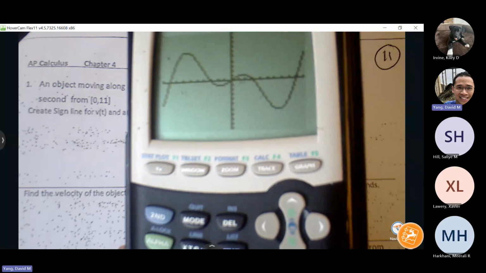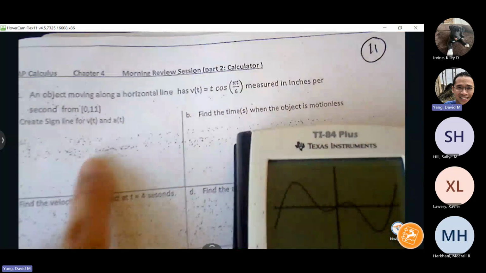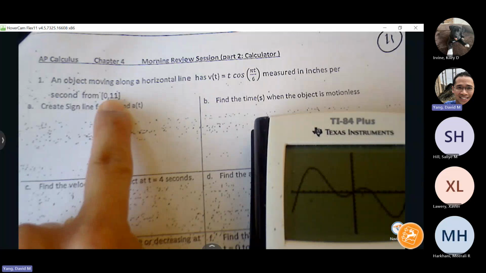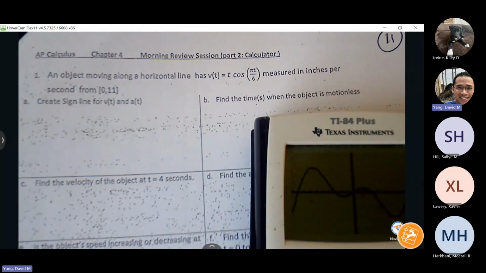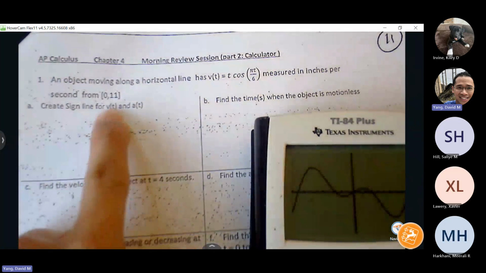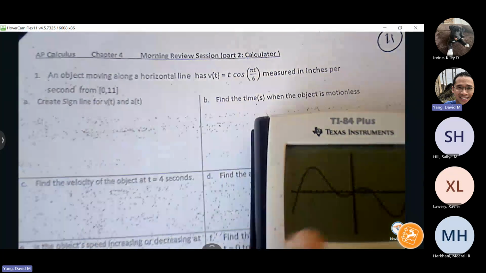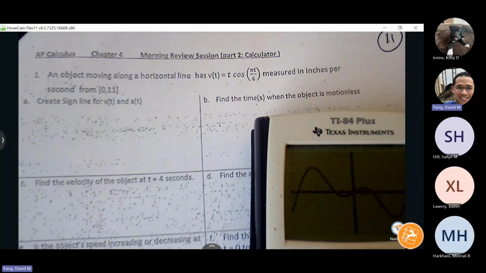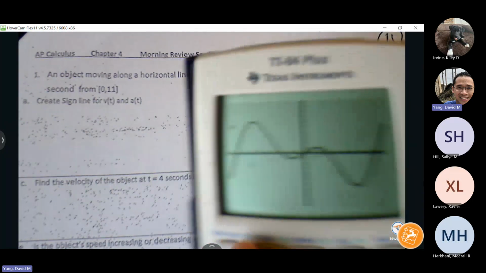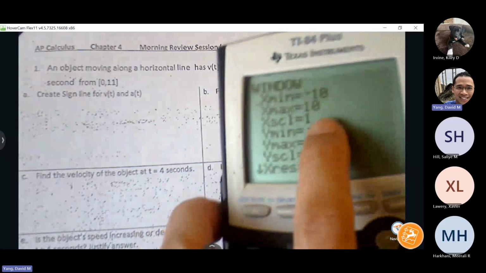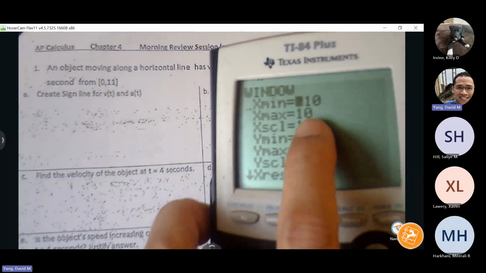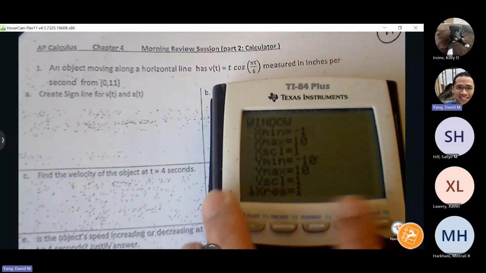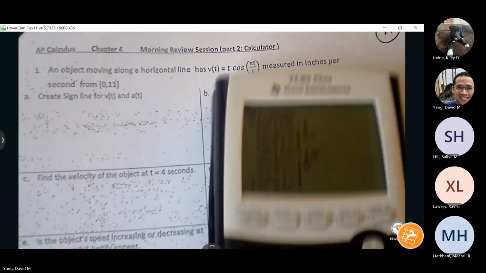Now I'm looking at this and realizing they're actually setting the interval for us. So at least we can set the X window interval. So same from 0 to 11, but I like to see around my edges a bit. So I'm going to go from negative 1 to 12, just so that I don't feel like I'm missing something at the edge of my graph. So you're going to adjust your X min, X max. So we'll say negative 1 to 12.